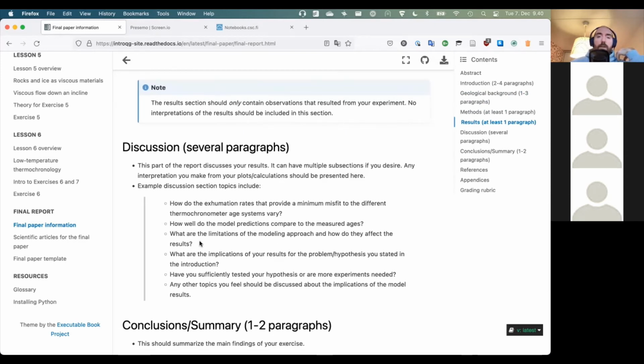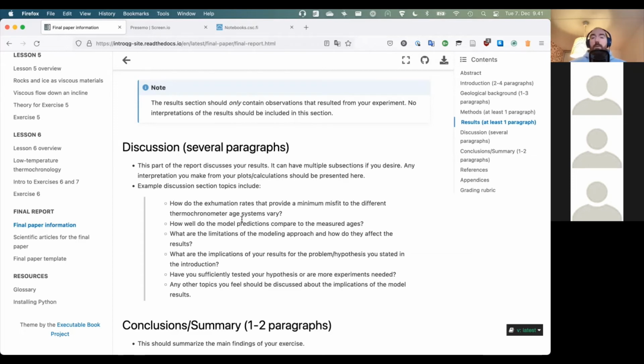And so this can be a couple paragraphs or several paragraphs, depending how much you feel like writing here. But basically you just describe, again, what you've found from your results. And so you can have different subsections or different paragraphs to talk about things like, how do the exhumation rates that fit the different thermochronometer data sets vary between the different thermochronometers. So the same exhumation rate might not fit apatite uranium-thorium helium as well as the zircon helium ages. So there could be some variation in the rate that fits the different age systems.